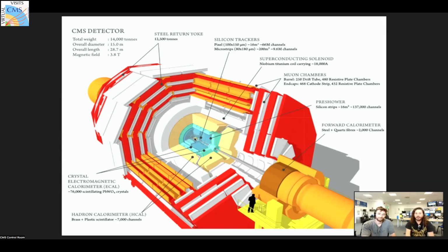And maybe to be as quick as possible, working our way from the outside in, you see that there are these layers where you see all the red. These are not modules. The red is actually steel, but it's interleaved with these modules that are sort of silver looking. So all of that corresponds to the muon system. And muons are particles that are similar to electrons, but they're a lot heavier, about 200 times heavier. Without going into too much detail, they're very important for us.